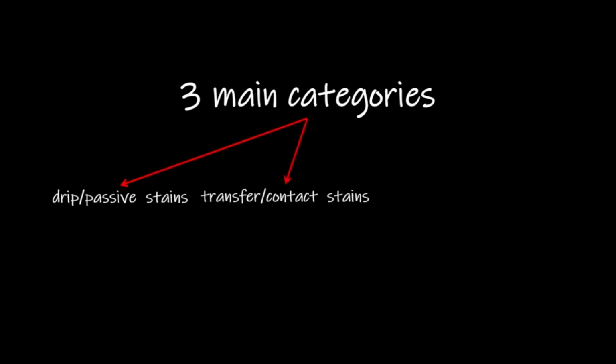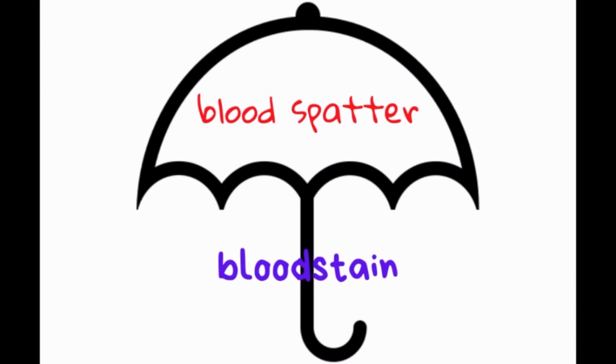So let's begin. First up, you need to be aware that there are three main categories of bloodstain patterns. We have drip stains, which are more commonly known as passive stains, transfer stains, also called contact stains, and we have projected or impact stains, which are sometimes also called spatter stains. And it is also worthwhile noting that blood spatter is often used as an umbrella term for blood stain patterns. But remember that forensic scientists group blood spatter into a separate category.